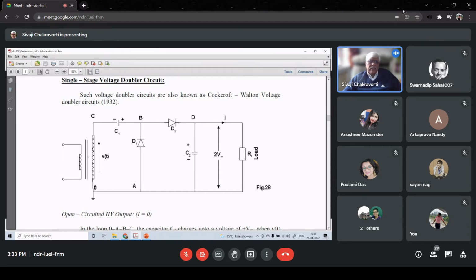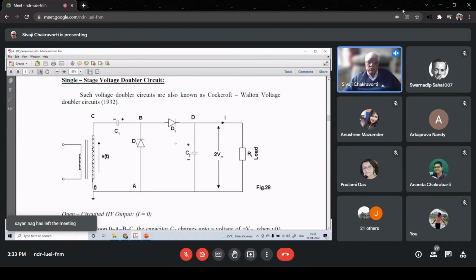Now what happens in the next half cycle, when the terminal C becomes positive and terminal O or terminal A, whatever it is, is negative? Then D1 is reverse biased. But then the polarity is such that the EMF direction is from bottom to top in the secondary, and the polarity of C1 is also from left to right, so they are in additive mode. As a result, diode D2 is forward biased and C2 gets charged, in such a way that the upper plate is positive and the lower plate is negative.